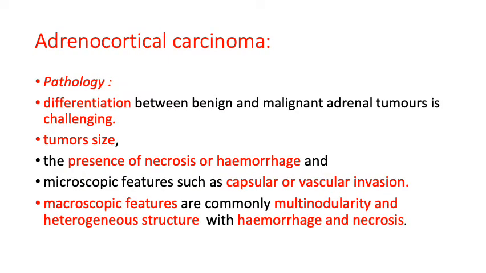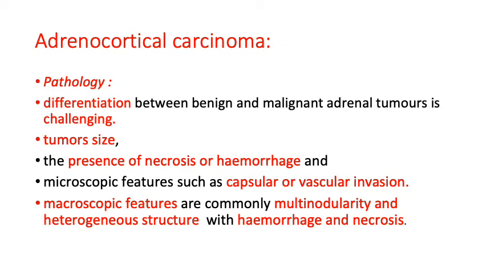Next topic would be adrenocortical carcinoma, primary carcinoma of the adrenal gland. Regarding the pathology, the pathological differentiation between benign and malignant adrenal tumors is sometimes challenging. So we depend on the tumor size. As the tumor size increases, the chance of malignancy will be higher. The presence of necrosis or hemorrhage might increase the suspicion of malignancy.